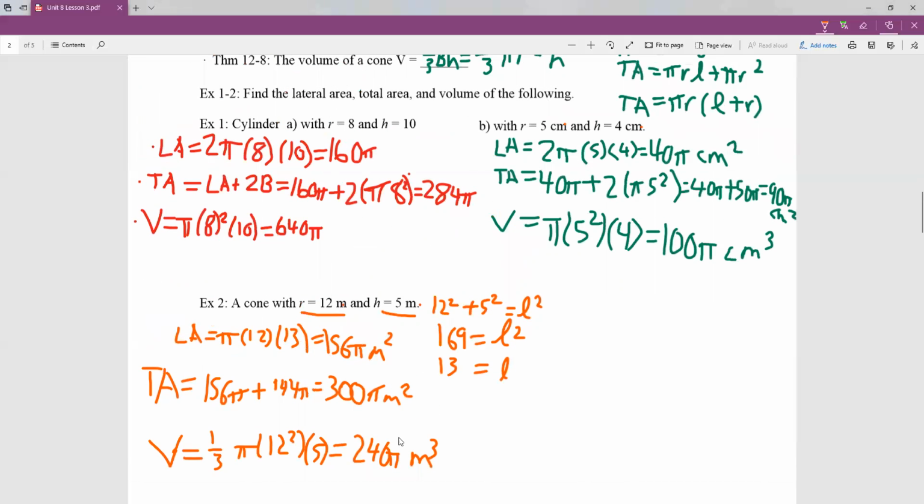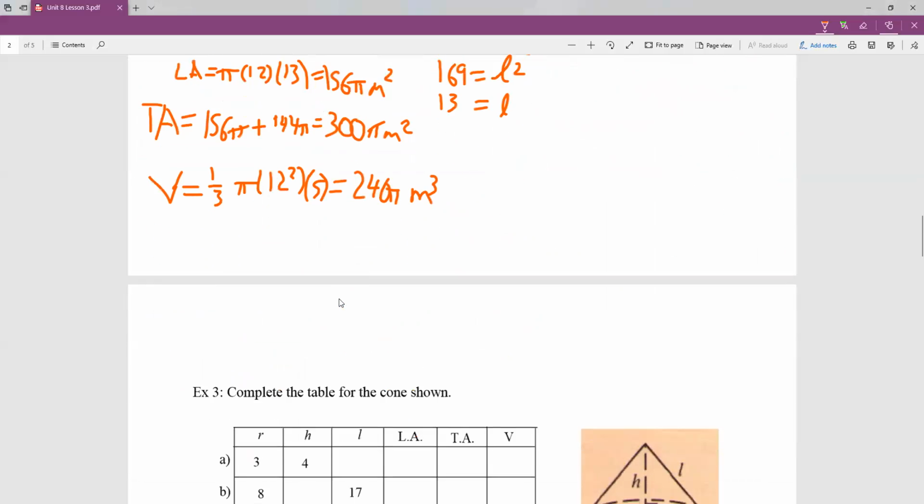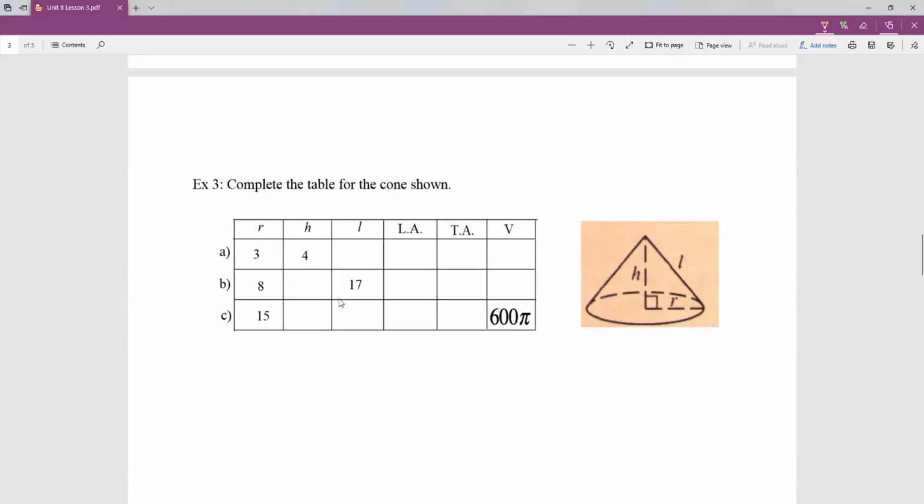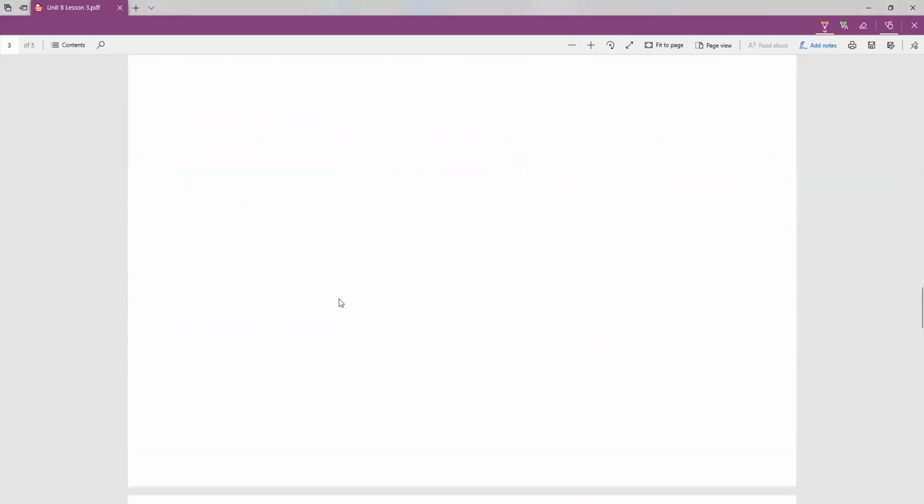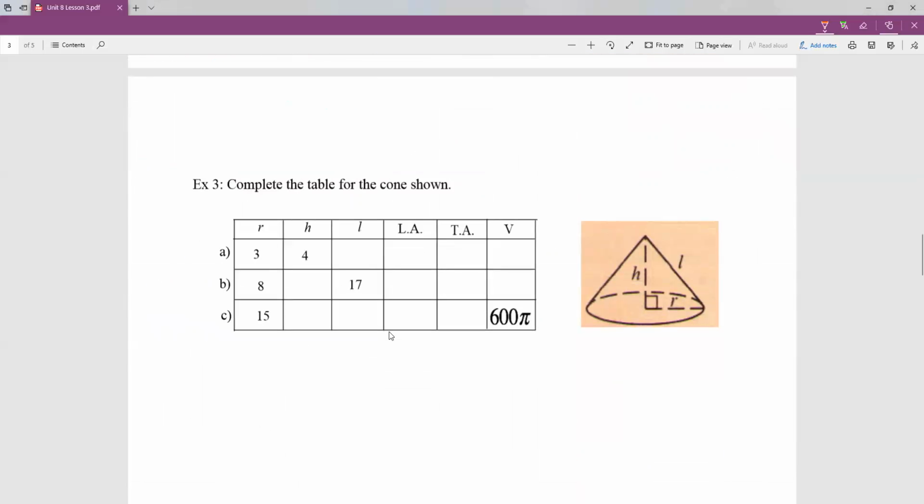So there you go. So this was all just like plug and play. You're given different parts. All you got to do is just plug them into the formulas. And now we are going to be given even more plug and play stuff. This lesson is just a lot of formula work. So if you know your formulas, you're looking pretty good. So complete the table for the cone shown. So we're given this cone. We're given 2 pieces of information. We got to find the third.